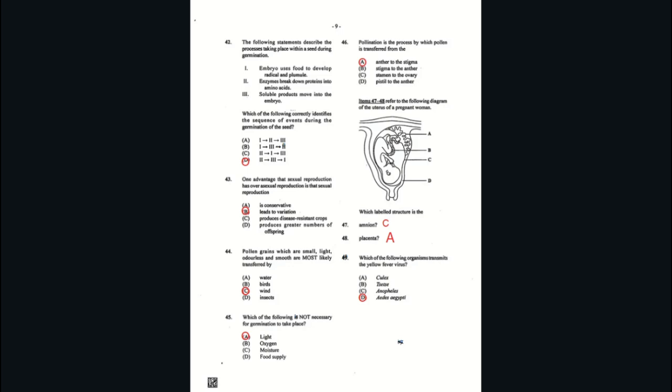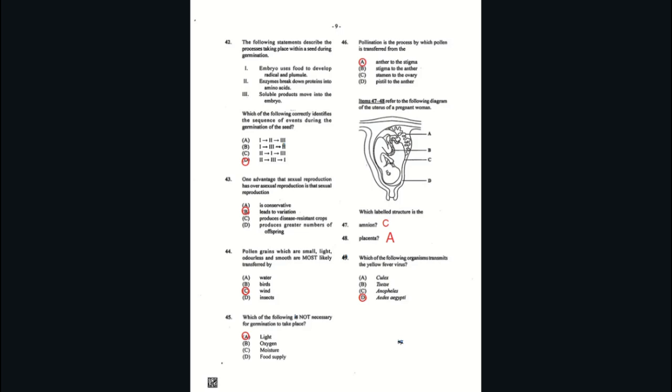By the wind. That's why they said most likely, because let's just say it's not spring season and all the bees are out. Let's just say the bees do whatever they do, and it's just wind. So that would be the most likely answer, the wind. Insects is correct, but it is not the best answer for this question. Number 45. Which of the following is not necessary for germination to take place? The answer is A, light.